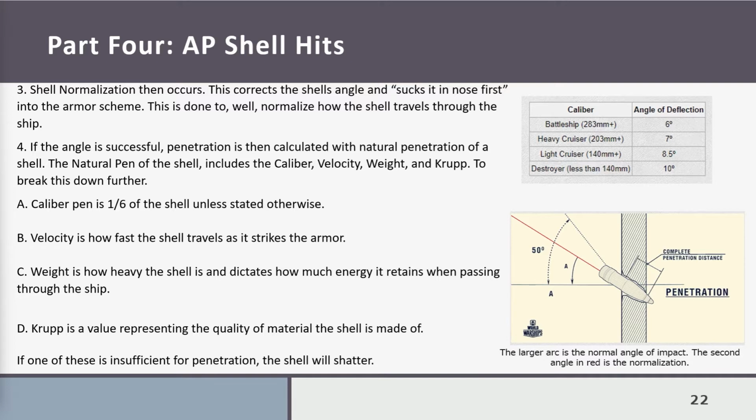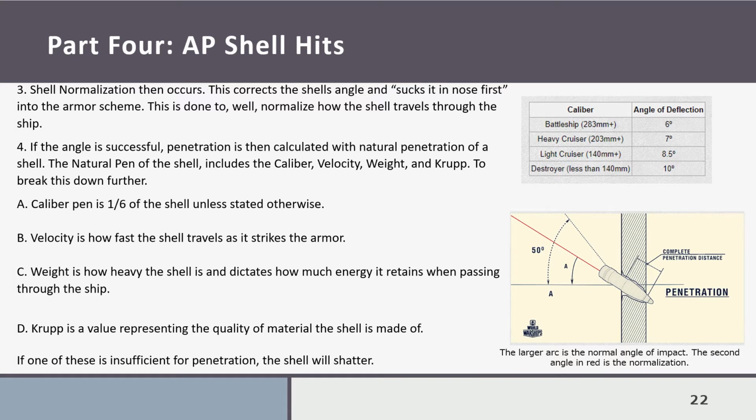If the angle is successful, a penetration is calculated with the natural penetration of the shell. The natural pen is basically the caliber, velocity, weight, and Krupp all mashed together, and that's what does the penetration. To break it down further, the caliber pen is, unless stated otherwise, 1/6 of the shell when penetrating. Velocity is how fast it's moving at the time it strikes the armor. The weight is how heavy the shell is and indicates how much energy it retains passing through. And Krupp, once again, is a value representing the quality of the material the shell is made of.